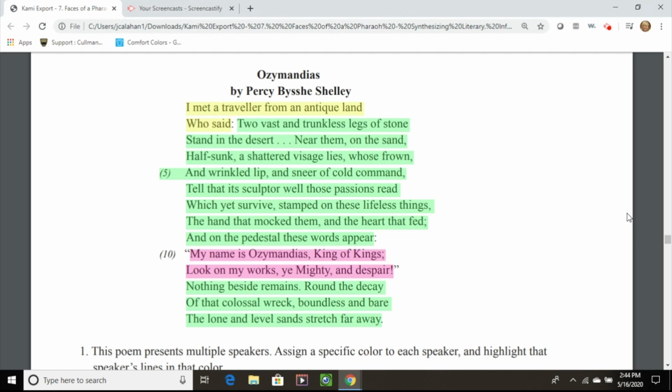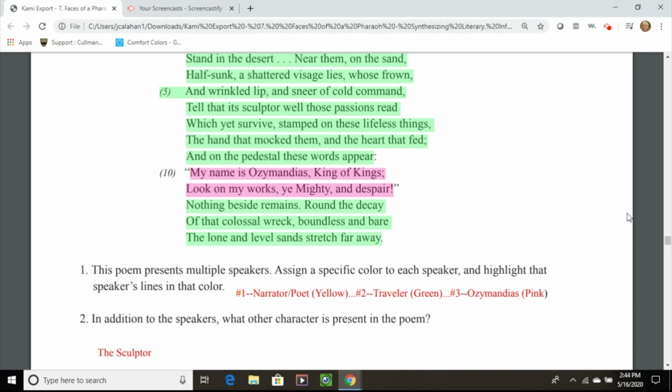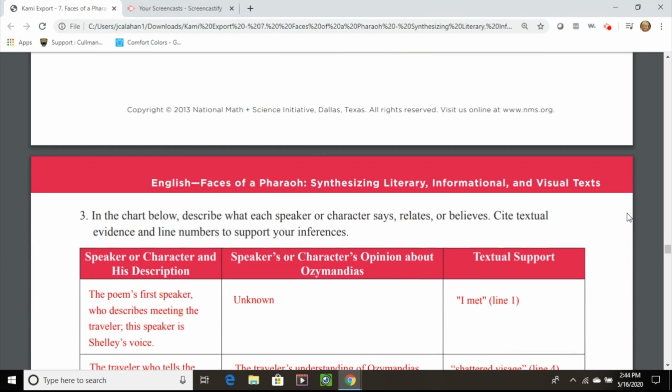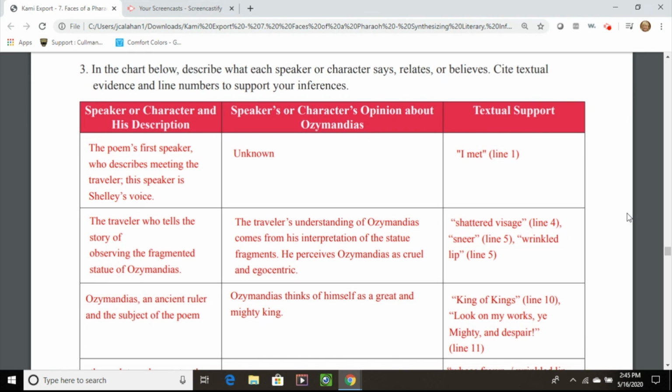So once they've understood these first 2 questions and they get a grasp on how the poem is being presented, you would give them a chart like the one below. So we're having more practice with dialectical journals in which they identify the speaker, describe the speaker, give the speaker's opinion about Ozymandias, and then most importantly, the textual evidence that supports their inference.